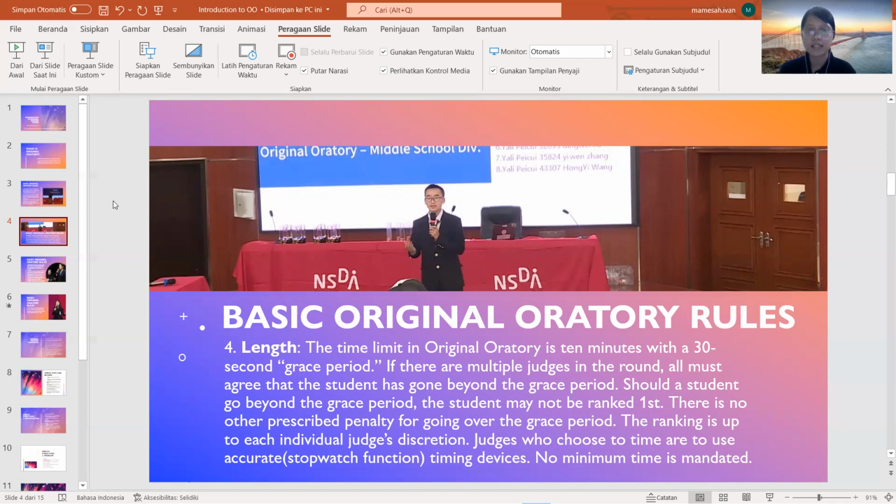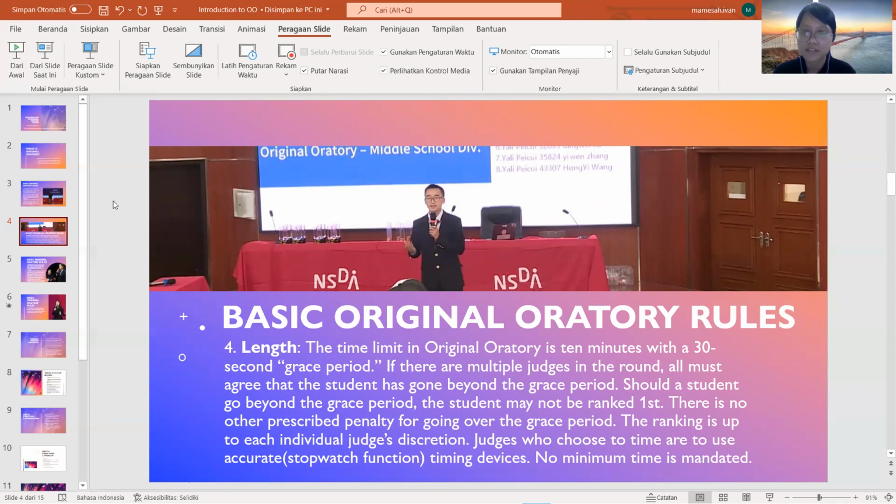And the penalty is in the form of the judges not giving you the first position in the chamber. So if there are multiple judges in the round, all must agree that the student has gone beyond the grace period. Should a student go beyond the grace period, the student may not be ranked first. There is no other prescribed penalty for going over the grace period. The ranking is up to each individual judge's discretion, and judges who choose to time are to use accurate stopwatch function timing devices.